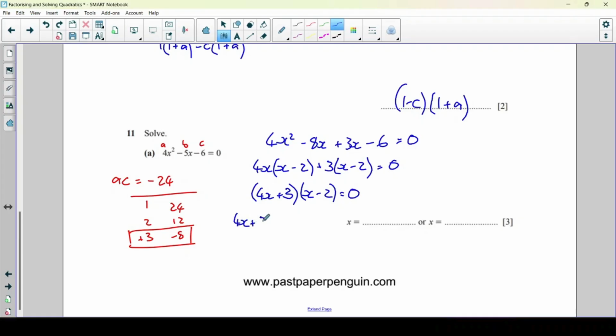So we've got 4x plus 3 equals 0, or x minus 2 equals 0. So 4x equals minus 3. So x is minus 3/4, or x equals 2.